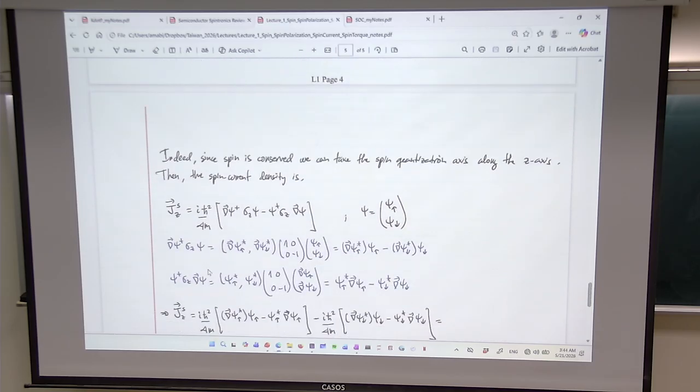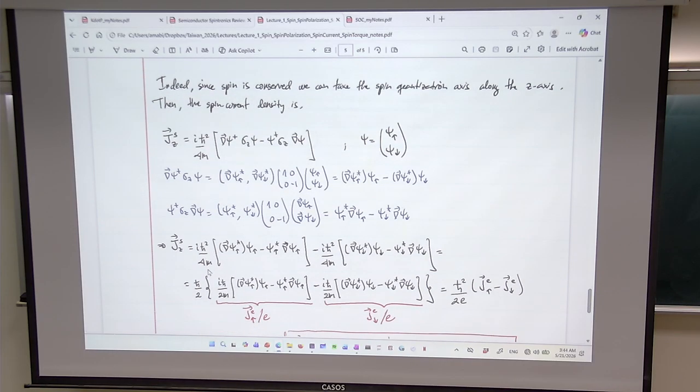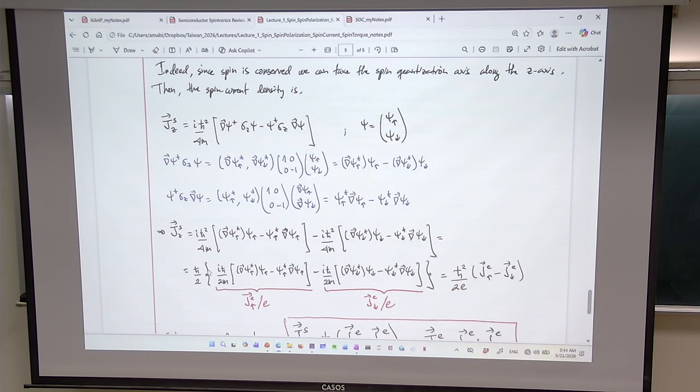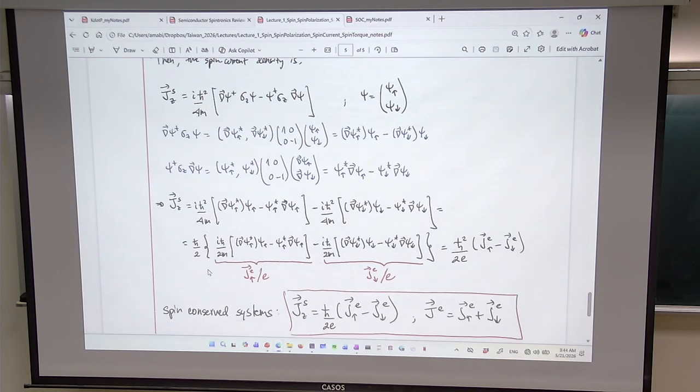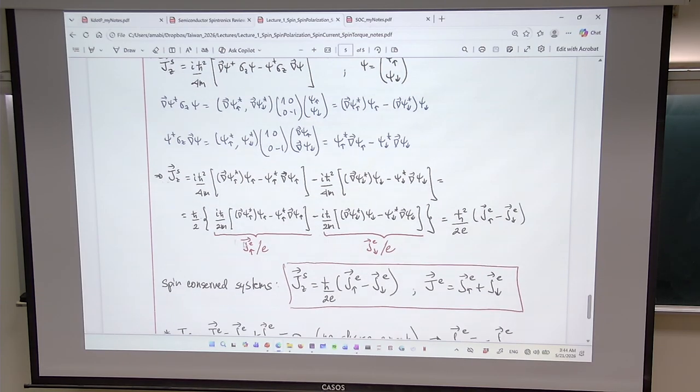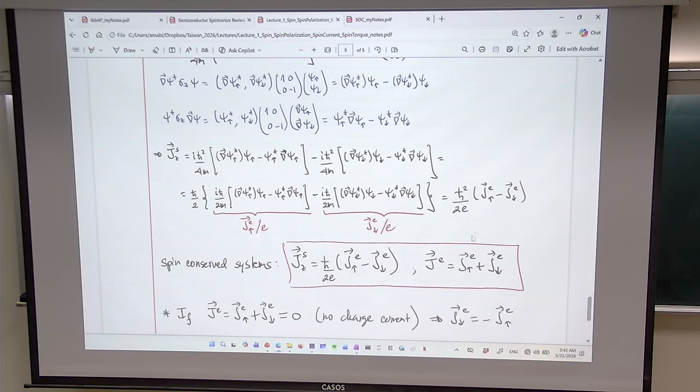We'll skip the demonstration; you can have a look at the notes. It's done step by step in there, and you can see that this is what you will get. This part here is the charge current due to electrons with spin up. This is the charge current due to electrons with spin down. So if the spin is conserved, the spin current is just the difference between the charge current for spin up and spin down. And of course the total charge current is the sum, but the spin current is the difference.